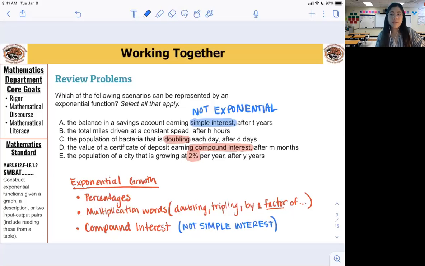Okay, so that's just kind of a quick thing to remember. So in this case, the only ones that are exponential are C, D, and E. Okay, any questions on this one?